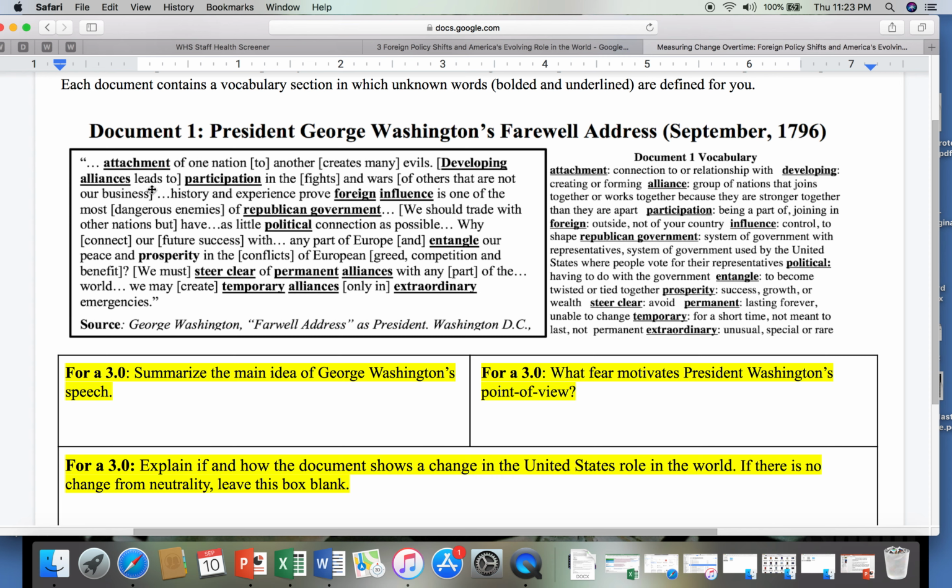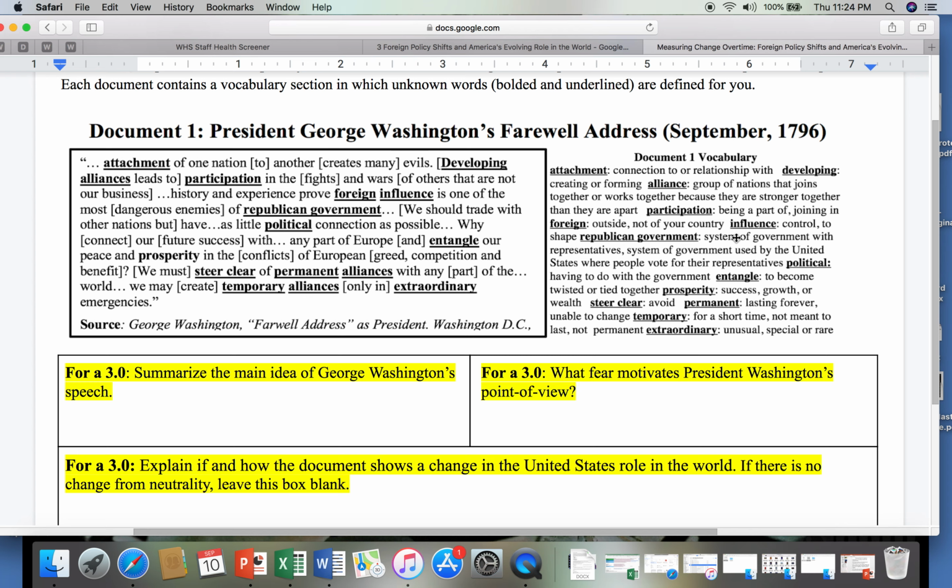Developing alliances leads to participation in fights and wars of others that are not our business. And so you can see that he's levying one of those criticisms that we talked about of alliances, that you end up fighting other people's wars when they're not yours. History and experience prove that foreign influence, in this case, foreign is outside or not of your country, and influence is control. So history and experience prove that outside control is one of the most dangerous enemies of republican government.